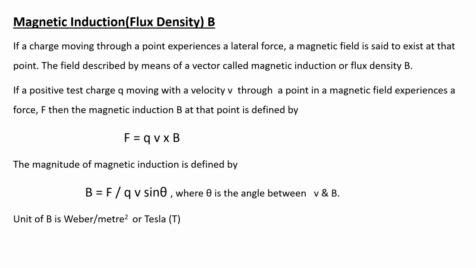So if we consider a charge which is moving through a point, if it experiences a force, then a magnetic field is said to exist at that point. And that magnetic field can be represented in terms of that force, the velocity of the charge, and the charge. That is, a moving charge will produce a magnetic field. If a charge moves, then it produces a magnetic field.